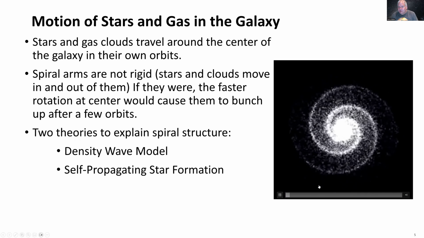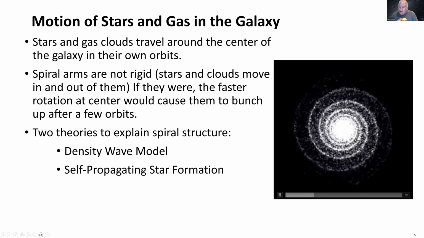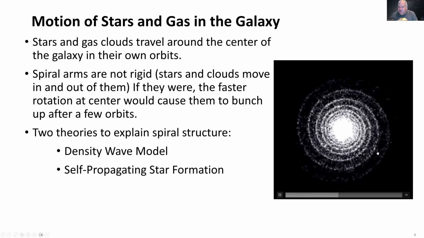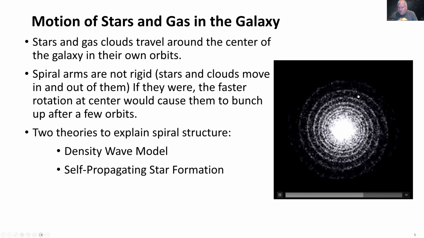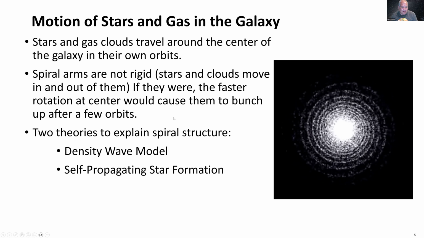This is an animation from Wikipedia showing that if you treated them as rigid blocks, the spiral arms would wind together pretty rapidly after just a few orbits, and you would not preserve this spiral form. In fact, you just end up with circular things that all form a block.